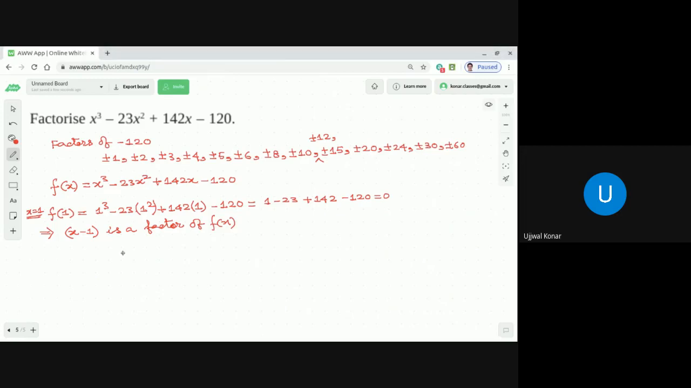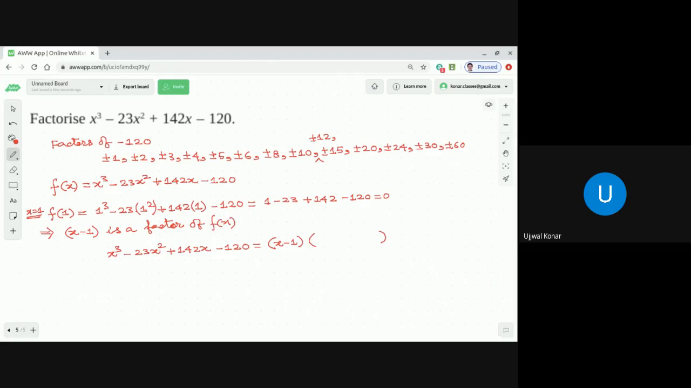So what I'm saying is that if you divide x cube minus 23x square plus 142x minus 120 by x minus 1, then what can you write? You can write something like this: x cube minus 23 into x square plus 142 into x minus 120 equals x minus 1 into some quadratic polynomial. There will be no remainder. Why no remainder? Because x minus 1 is a factor.